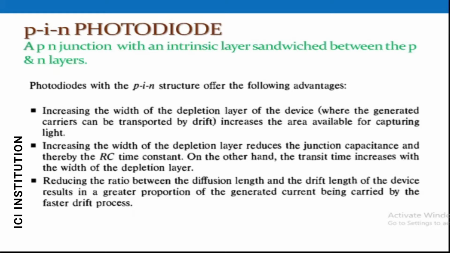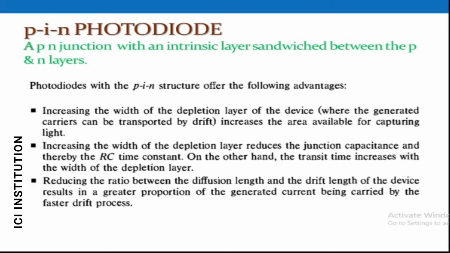The next photodiode is the PIN photodiode. It's a PN junction with an intrinsic layer sandwiched between the P and N layers. Photodiodes with PIN structure offer the following advantages: increasing the width of the depletion layer of the device, increasing the area available for capturing light.